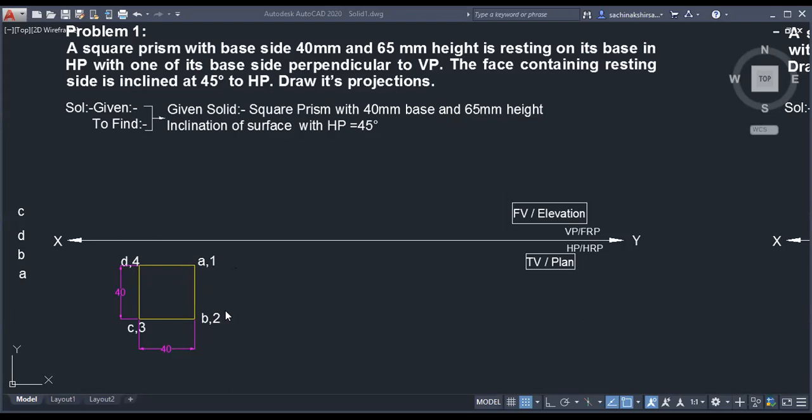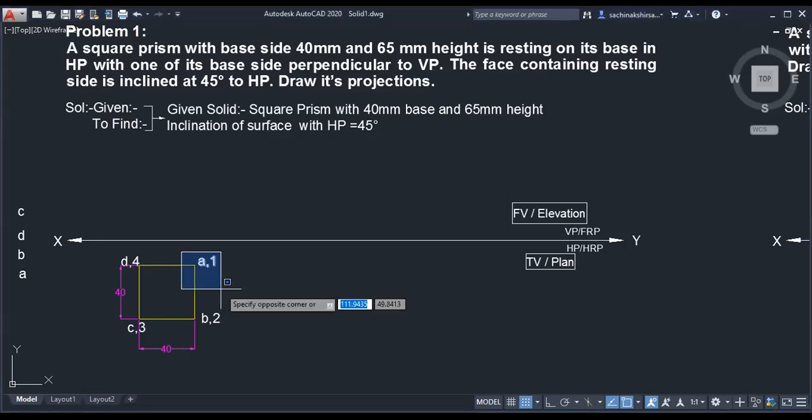Where did we get the point view, in HP or in VP? A1 is perpendicular to HP. An electrical pole stands vertically. Once you see the top view of an electrical pole, where do you get its point view? In HP. To which plane is that electrical pole perpendicular? To HP. As like that only, no?